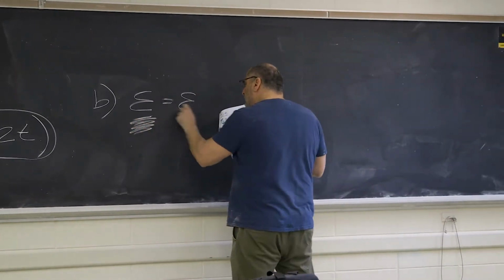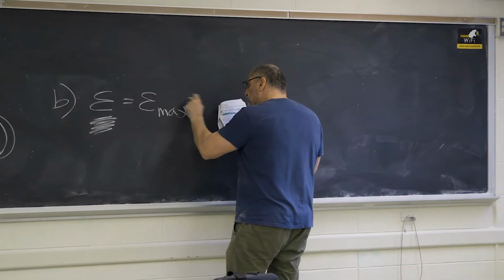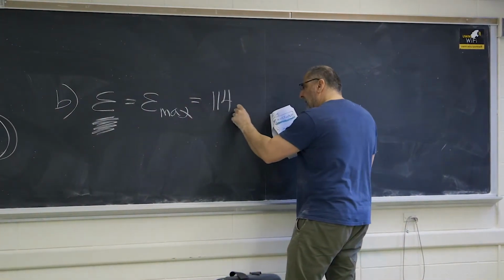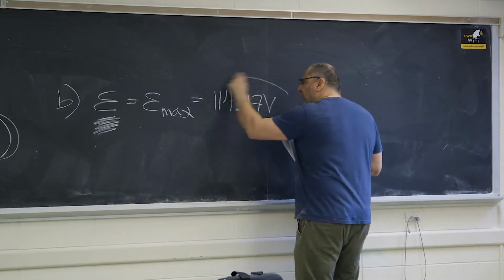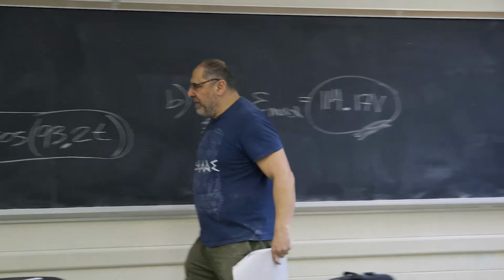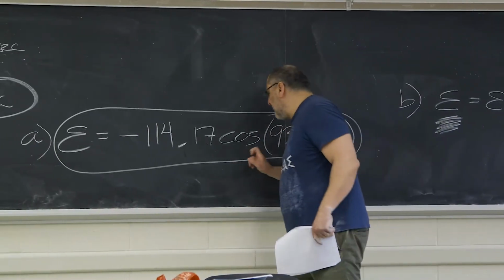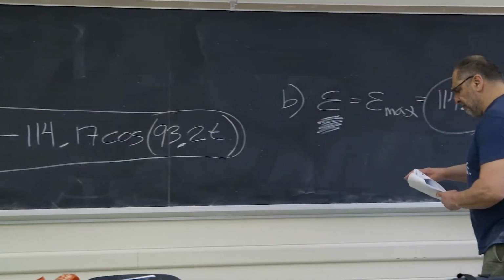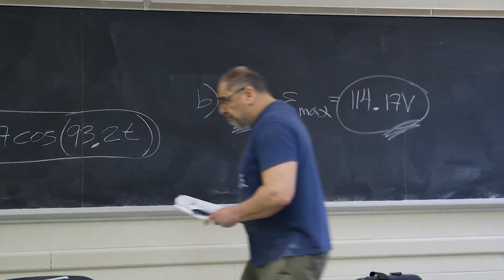is going to equal E max, which is going to be 114.17. Who's negative, who's positive, who cares? What's the maximum going to be? If this is a negative 1 and that's a negative 114.17, negative times negative is going to get you there.